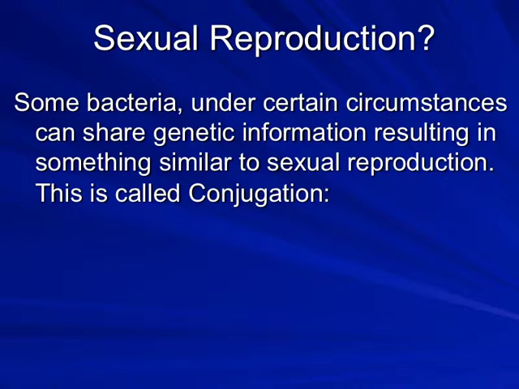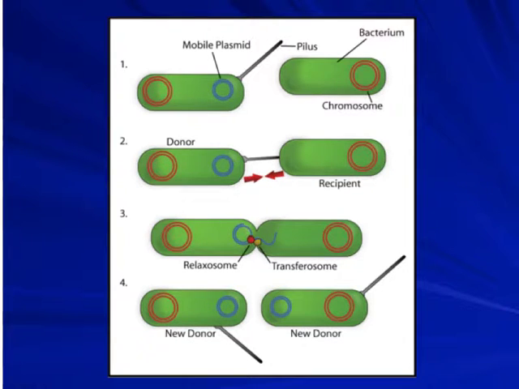some bacteria actually have the ability to share genetic information with their counterparts. And when they do that, that is kind of like sexual reproduction in a way, but you're not really creating a new being. You're just passing genetic information from one bacteria to another. So it's a little bit like reproduction, but at the same time kind of not. Anyway, it's called conjugation. Here is a picture of conjugation, or a diagram of conjugation.